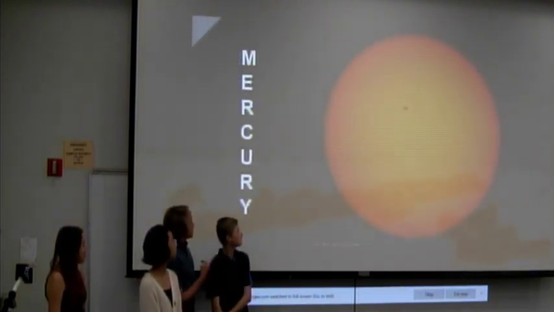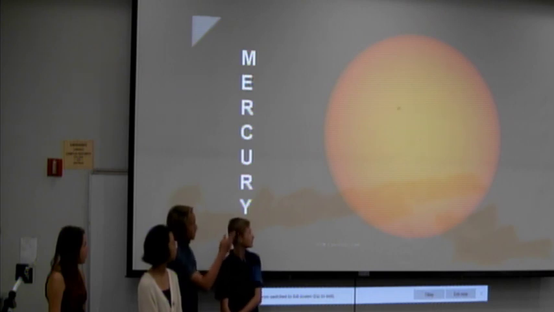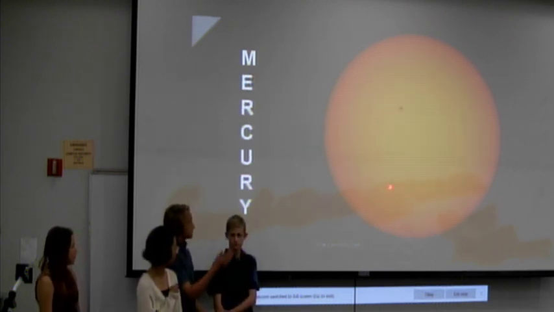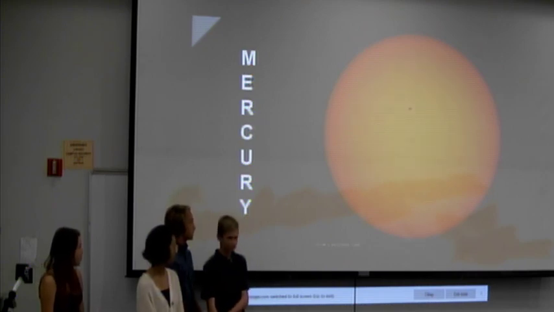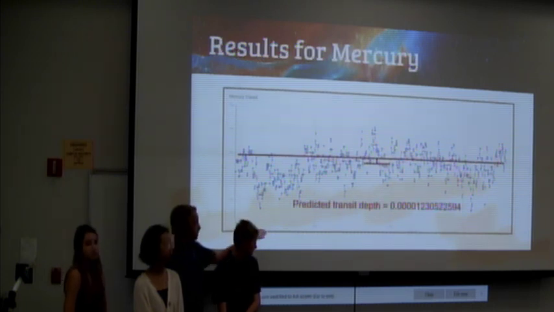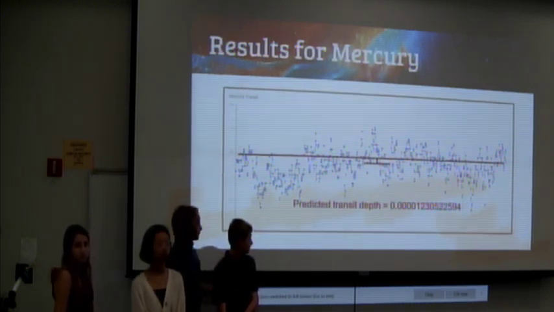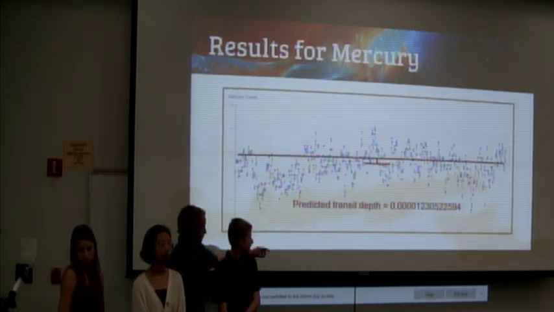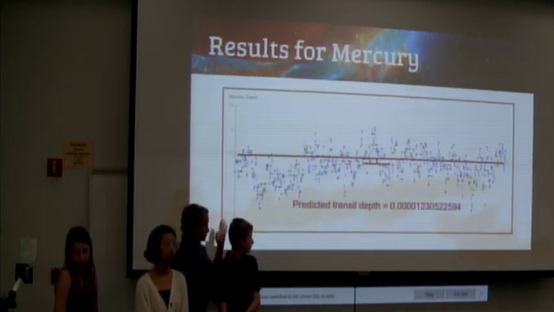And then here's Mercury. You can see Mercury is very tiny, and Venus is much larger. With Mercury we actually could not get the transit because its transit depth was so small. We couldn't even see it on the light curve, because right here you can see just how tiny it is. It's 0.000, 4 zeros and then a 1.